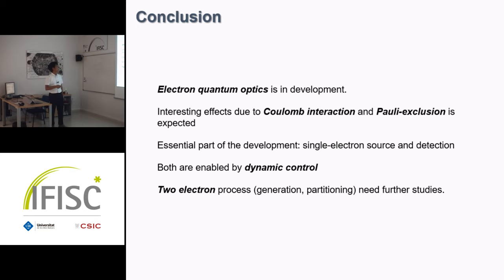So in conclusion, I've shown you the recent studies about electron quantum optics, and there could be interesting effects due to Pauli interaction and Pauli exclusion of electrons instead of photons. The essential part of this development is the single electron source and some detection schemes. Both are enabled by the dynamical control. And the two-electron processes need further studies.